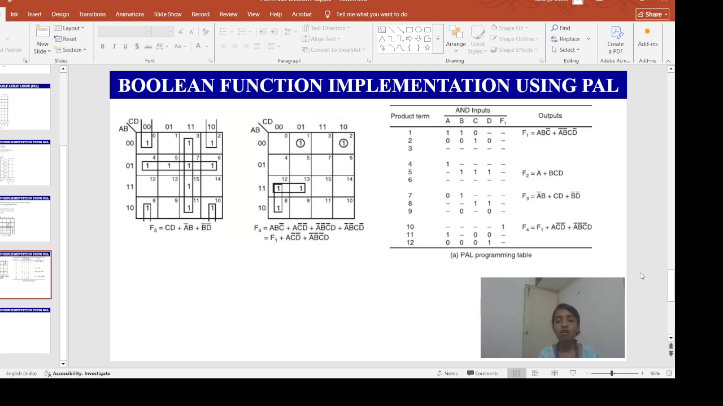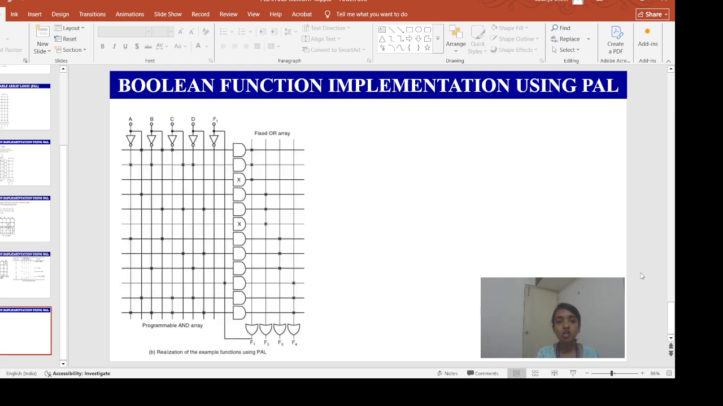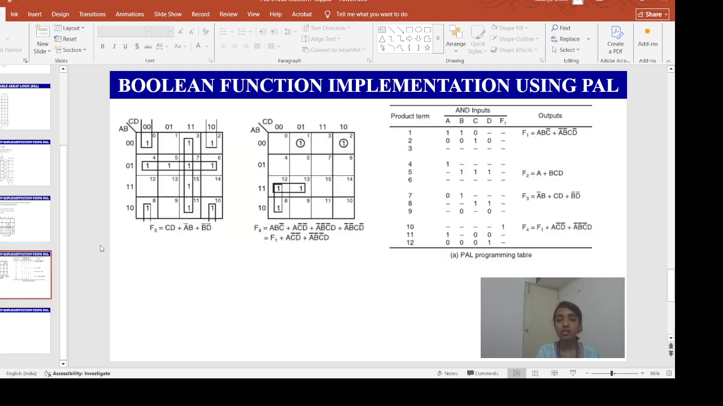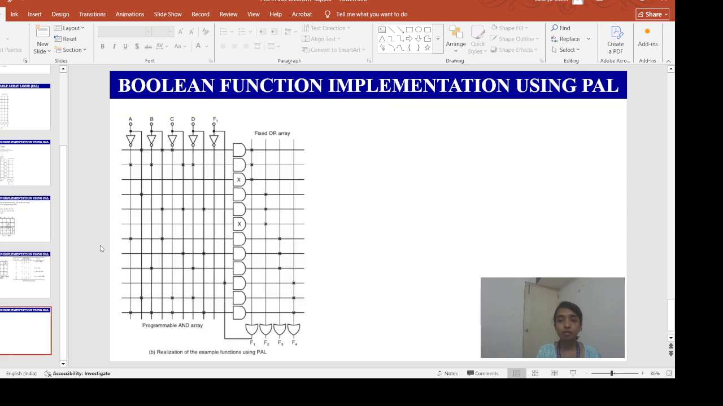So now we know the output of the AND gates. On the left side we will write all the inputs A, B, C, D and F1, and along with drawing the inputs, we have to draw the corresponding inverters also. That means A bar, B bar, C bar, D bar, F1 bar. This should be available. Now we have to give it to the AND gate inputs with respect to the Boolean function.